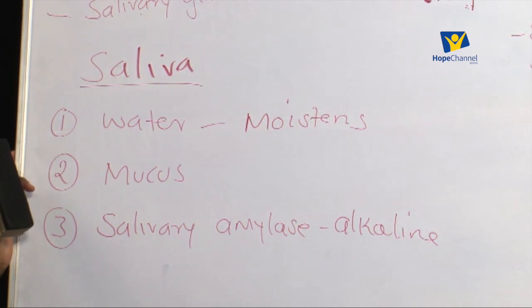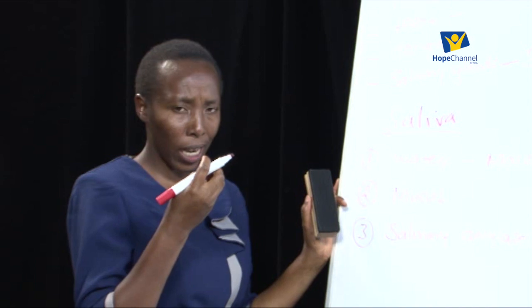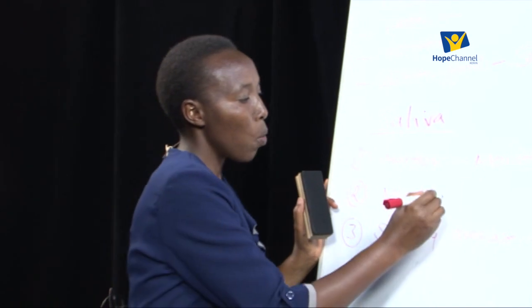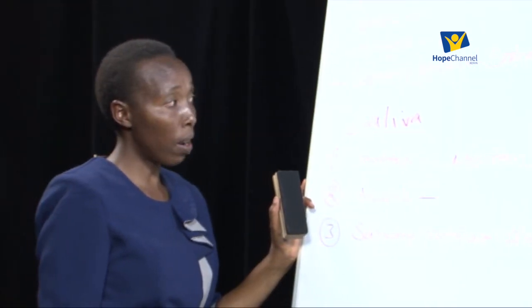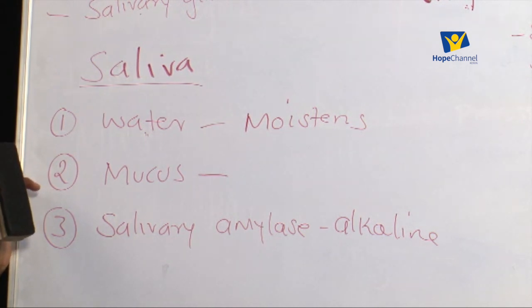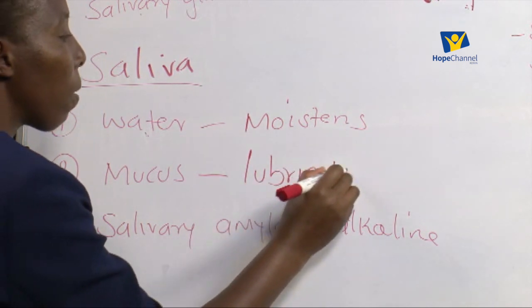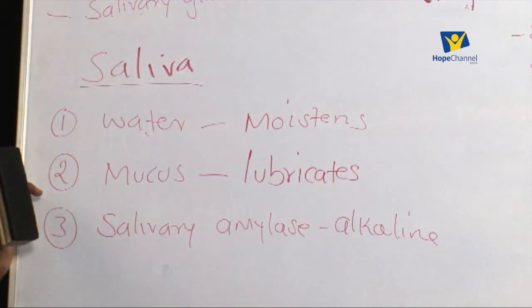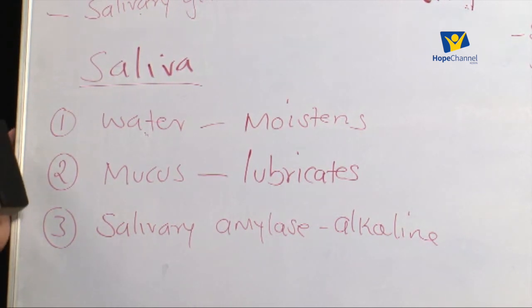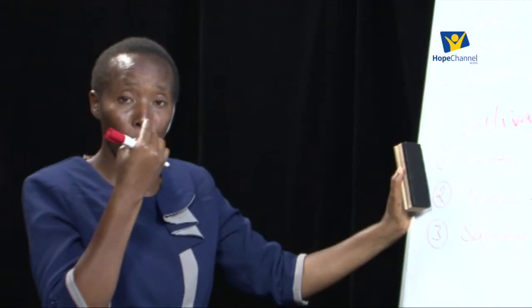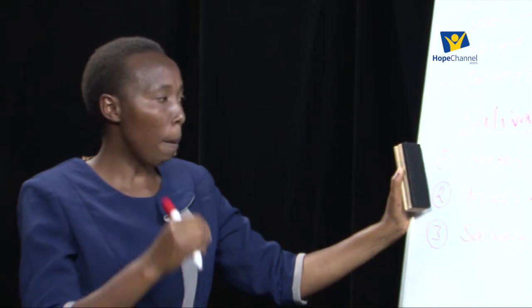At times, you can introduce dry food into the mouth. But as you chew for some time, what happens? The food becomes watery. Why? Because there is water in the saliva. Saliva consists of mucus. What is the role of mucus? Mucus lubricates the food. At the same time, it lubricates the lining of the mouth so that there is easy, smooth movement of food in the mouth.